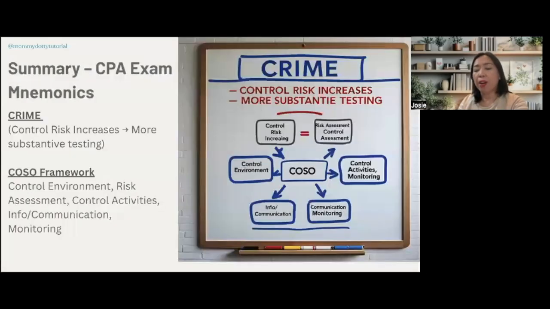All right. Now we're at the end of our tutorial summary. CPA exam mnemonics. Prime: control risk increases, means more substantive testing. Okay. COSO framework: control environment, risk assessment. These are included in the COSO framework. Risk assessment, remember, the control activities, information and communication, and monitoring of activities. Okay. So I hope you can find time to memorize the COSO framework and the mnemonic.